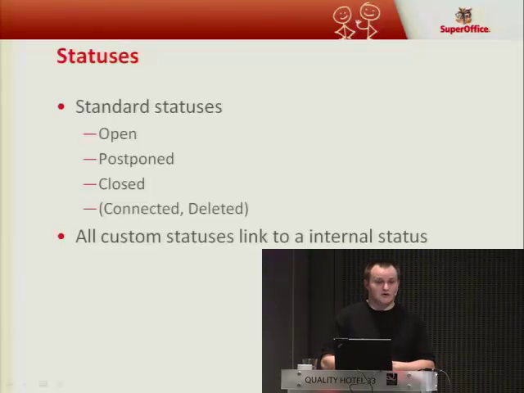You also have the possibility to create your own custom statuses. For instance, waiting for a customer. I have gotten a request, I answer it because I need more information, I send it off to the customer. And in the system, all custom statuses must be linked to an internal status, one of those three: open, postponed, closed. When you send something to a customer, what is the most natural internal status to put it in? If you're sending it to the customer, I would probably say that is closed.